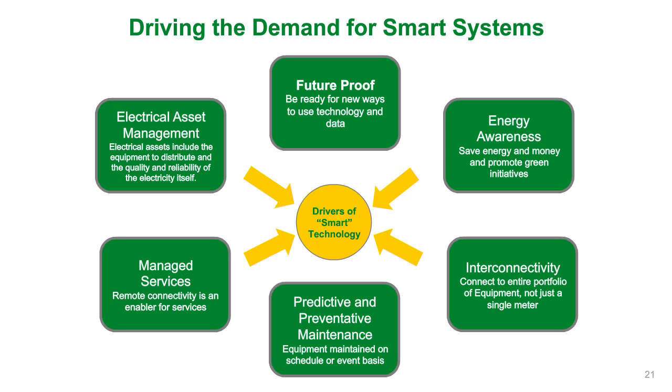Predictive and preventative maintenance. So maintaining equipment not only on a schedule-based system, but also on an event-based system. So if you have some unexpected event that happens with that circuit breaker, you know that there's a problem, you can go and take care of that problem before you have an issue.